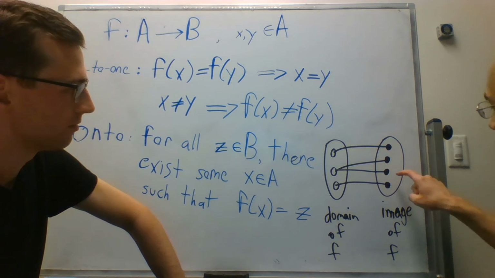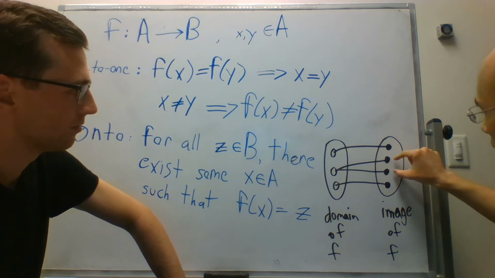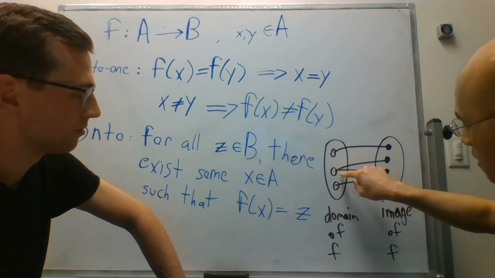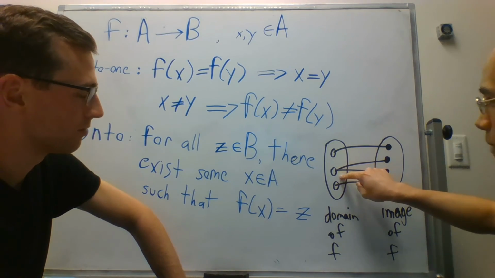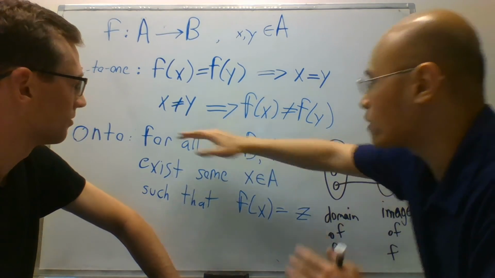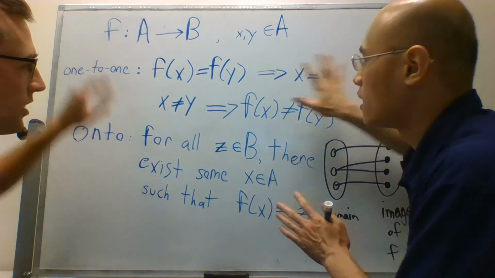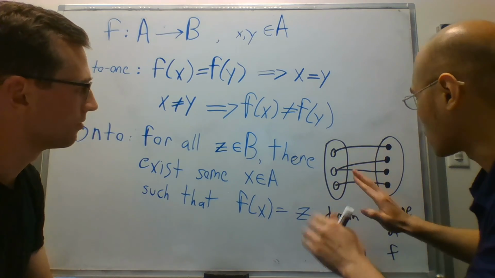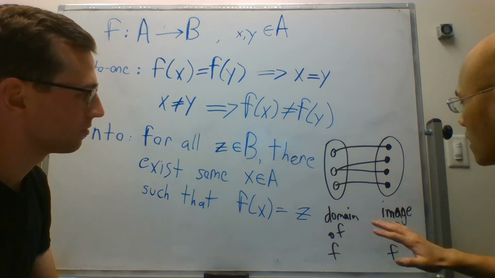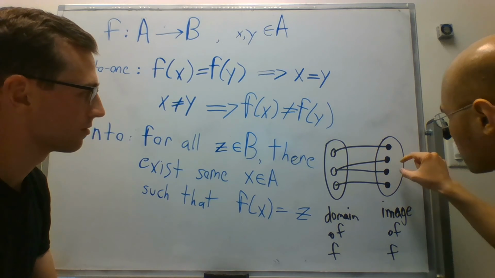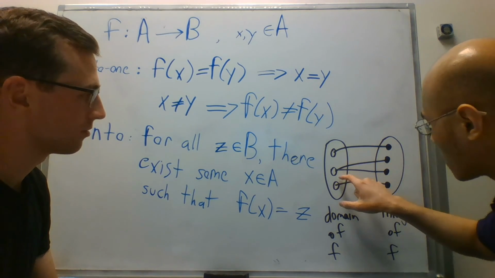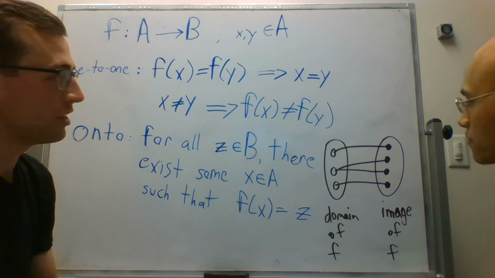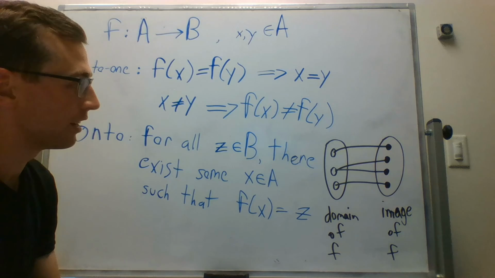Now, it is entirely possible that two elements in the image of f could be mapped to one common element in the domain. If the function is only onto, so let's ignore one-to-one here. If we're just talking about a function that is onto and only onto, it is entirely possible for one element of f to map to two different elements in the image. Yeah, I don't see why not. Right. It definitely could be.